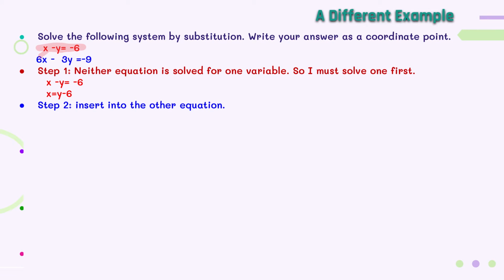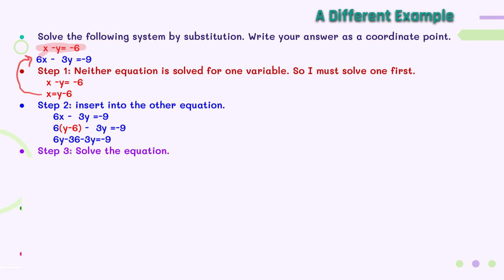Now I'm going to insert it into the other equation. I'm going to insert it into there. And when I do so, this is the original equation, 6x minus 3y equals negative 9. And then I have 6 times the quantity of y minus 6 minus 3y equals negative 9. And when I distribute that 6, I get 6y minus 36 minus 3y equals negative 9.